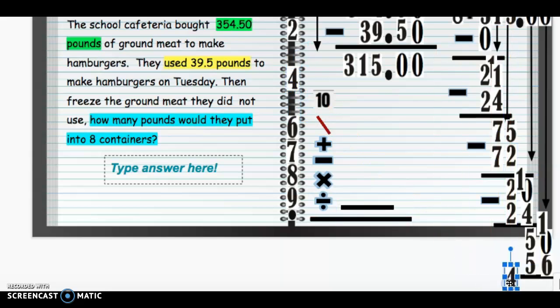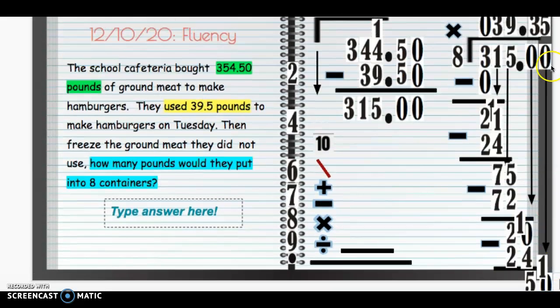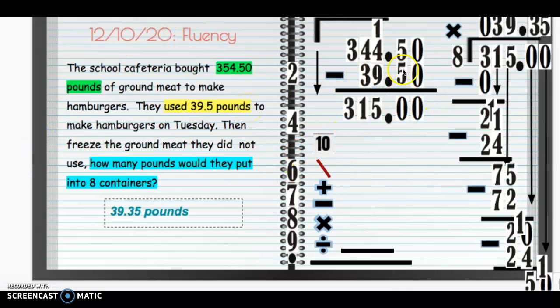Now I could keep going, because then I could add another 0 and bring it down. And if I bring down a 0, I would put another 5, because 8 times 5 gives me 40, and then that would be the answer. However, we are going to use 39.375 rounded, 39.38, as our answer. So we have 39 and 35 hundredths pounds in each container. All right, so that fluency had a lot of steps in it. But you subtract, then you're going to be dividing. All right? Good luck.